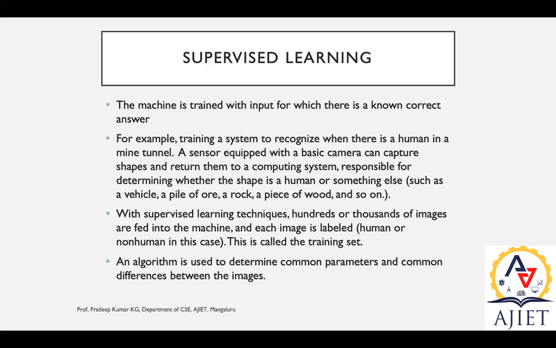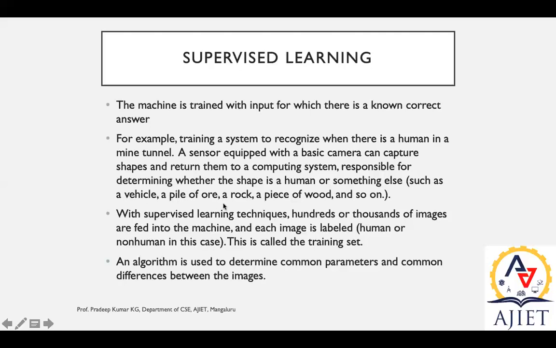For example, you can see an example over here I've added. Training a system to recognize when there is a human in a mine tunnel. The task is to equip a sensor with a basic camera. It can capture shapes and return them to a computing system responsible for determining whether the shape is a human or something else. So what is supervised in this particular example is a camera module has been set up. Its job is to capture the shape and send it back to the computing system for processing. In the processing, we are supposed to write a program or algorithm to bifurcate whether that particular object or shape is a vehicle, a pile of ore, a rock, wood or a human.